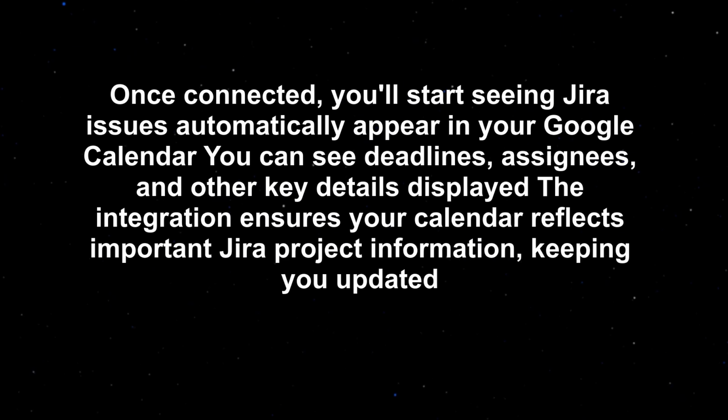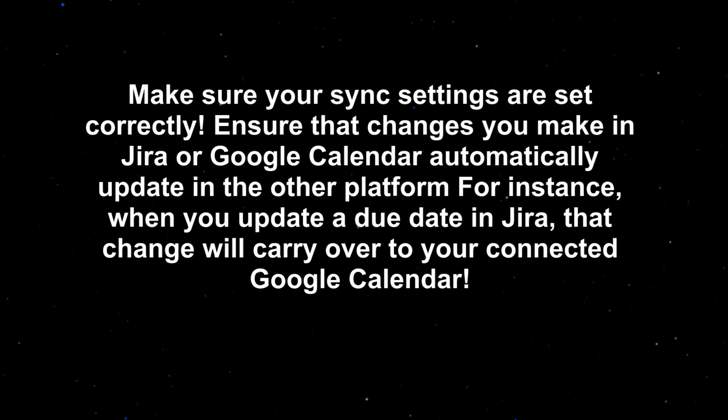Once connected, you'll start seeing Jira issues automatically appear in your Google Calendar. You can see deadlines, assignees, and other key details displayed. The integration ensures your calendar reflects important Jira project information, keeping you updated. Make sure your sync settings are set correctly. Ensure that changes you make in Jira or Google Calendar automatically update in the other platform. For instance, when you update a due date in Jira, that change will carry over to your connected Google Calendar.